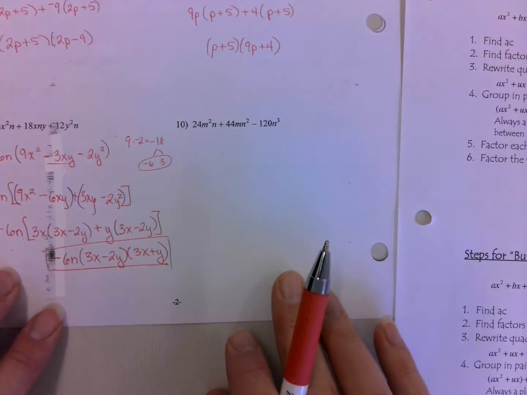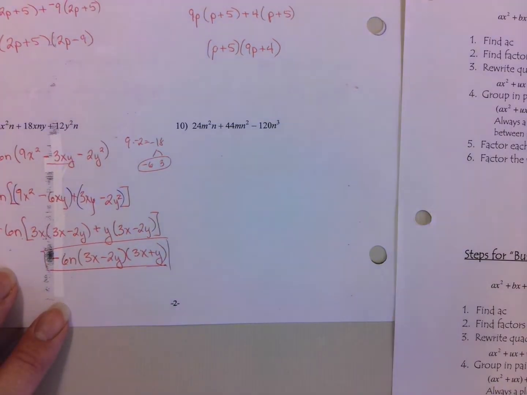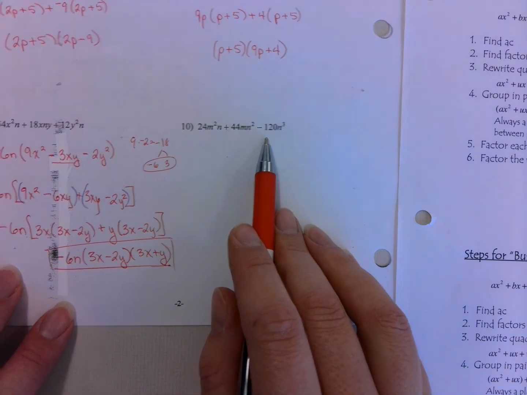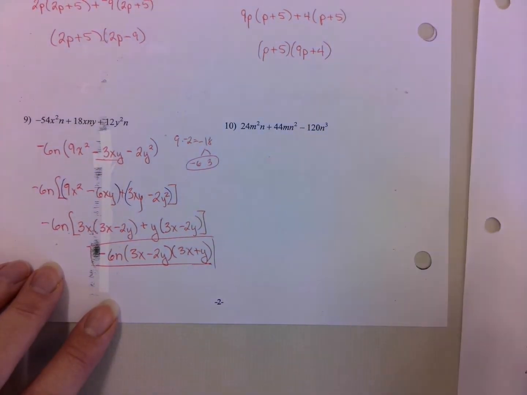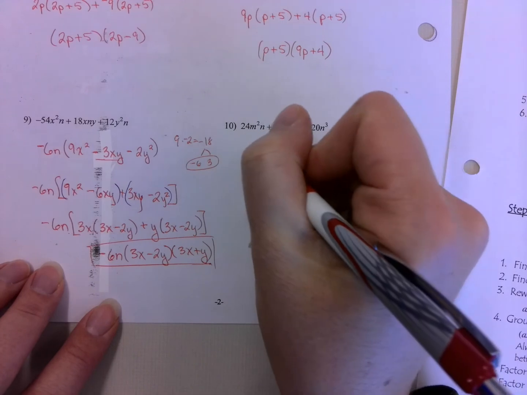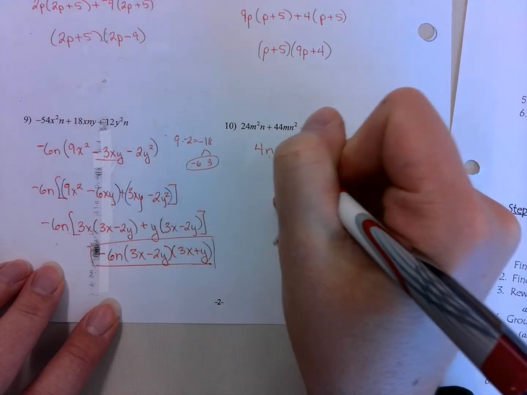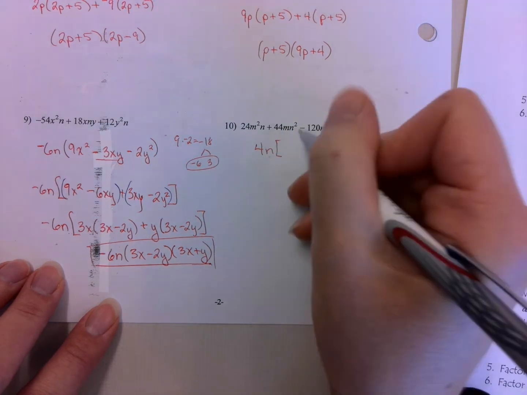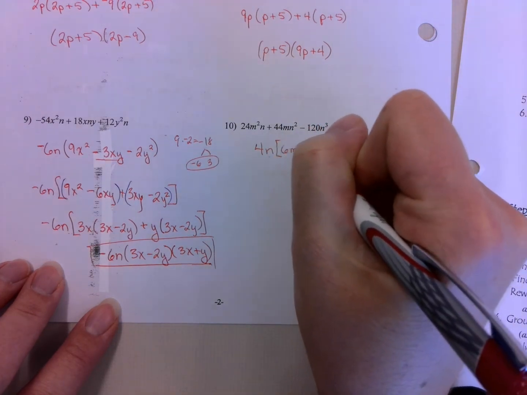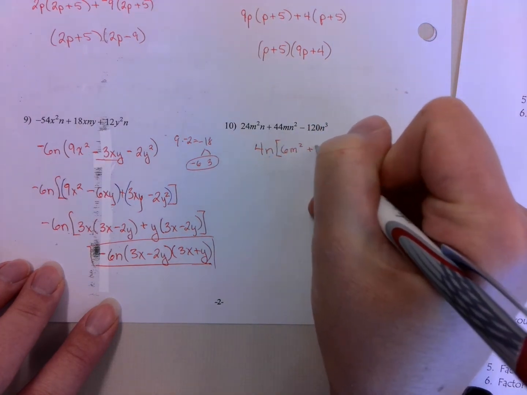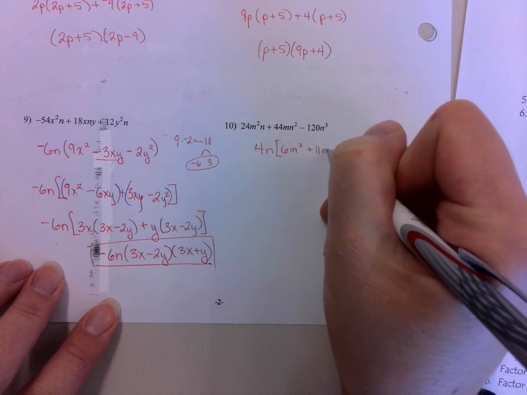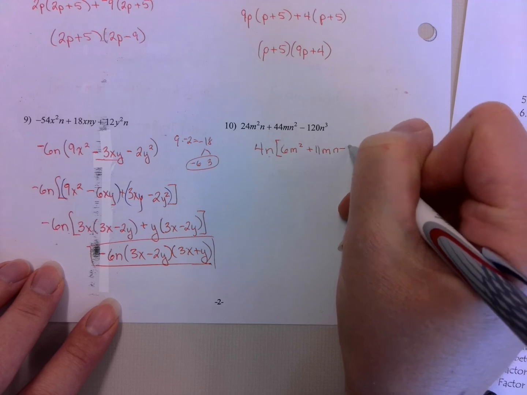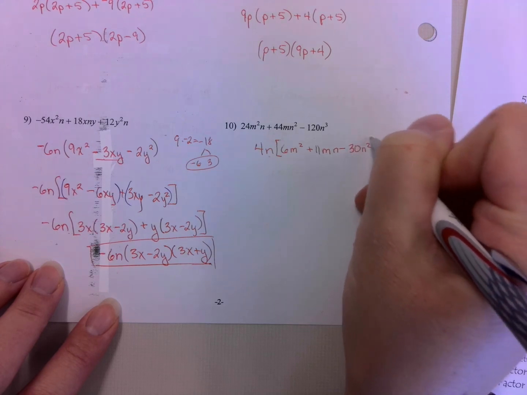All right, last one. I definitely have a GCF. I know I can take out a 2. I need to check if I can go higher, and I can. You should be able to take a 4 and an n out. So take a 4n, and I'm going to go ahead and bracket or parenthesis this, I guess, and be a 6m squared, a positive 11mn, and then a negative 30n squared.